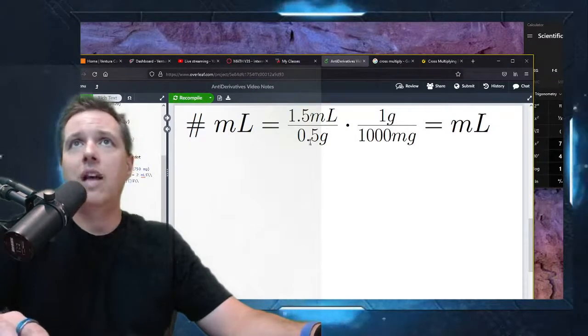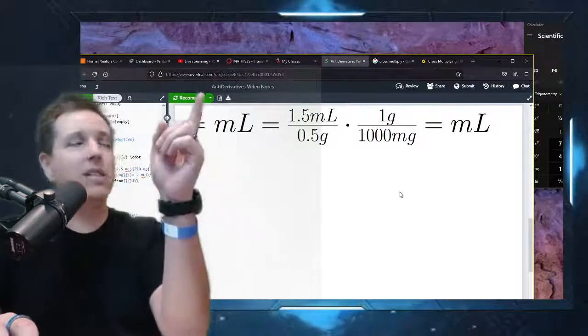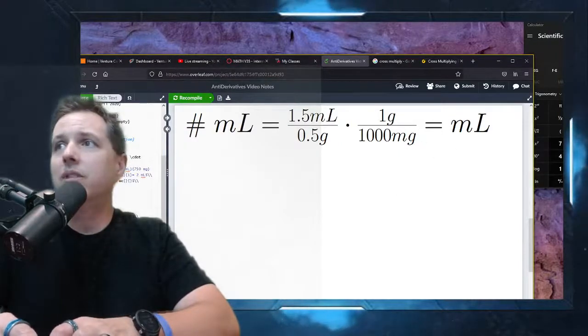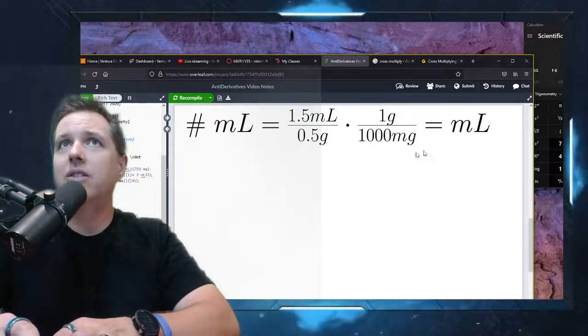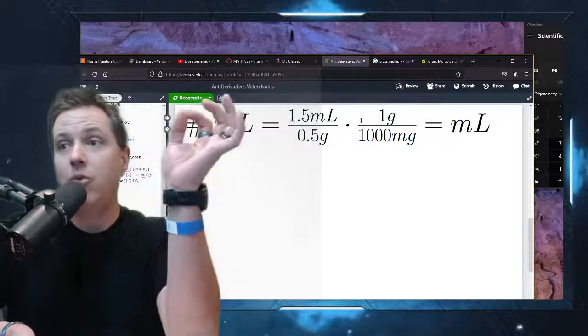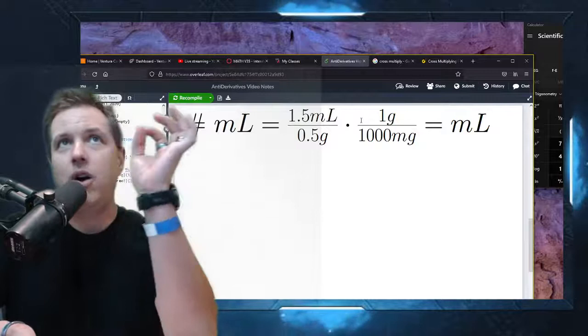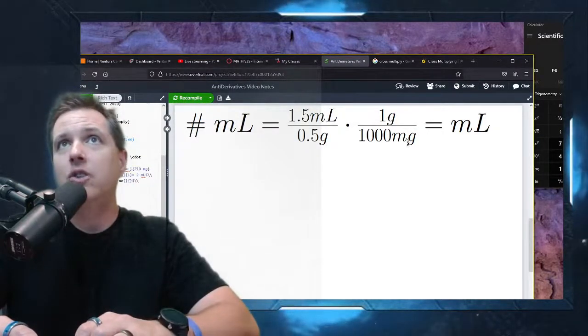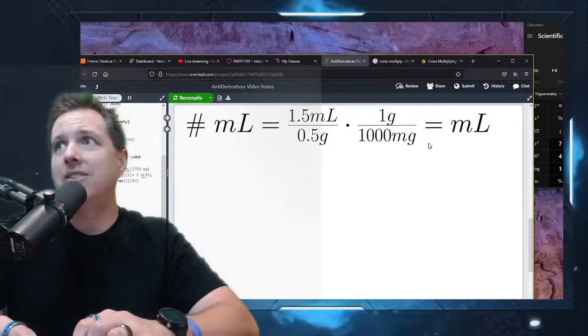Okay. So now our grams are going to cancel, but if we do this calculation like we have it now, well, now we've got this milligrams in there that we are going to be stuck with. We'll actually have milliliters per milligram, which is not what we want. We don't want a ratio. We want an actual amount. So we need to be left with milliliters. So now we need this milligrams to cancel.